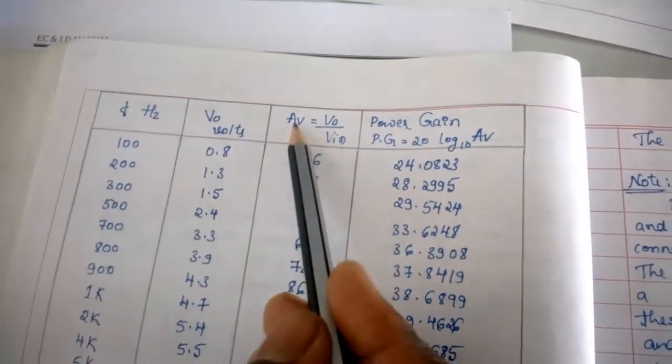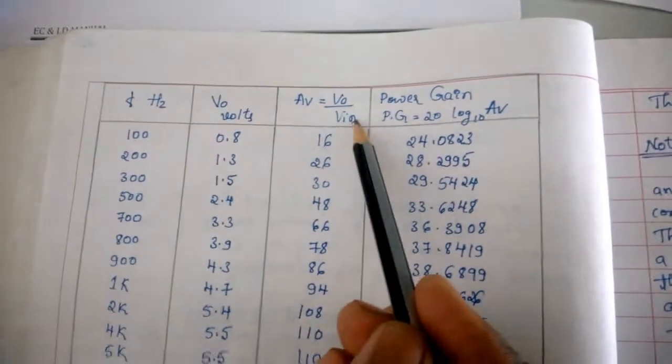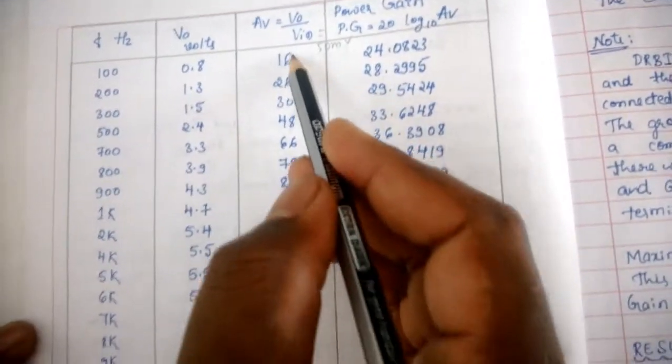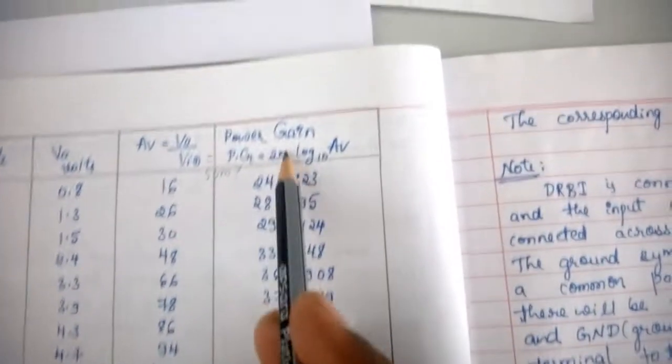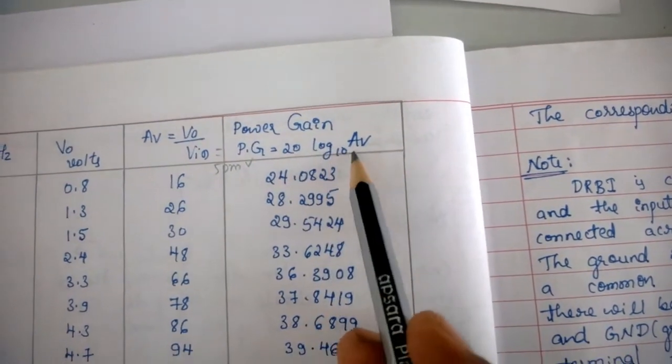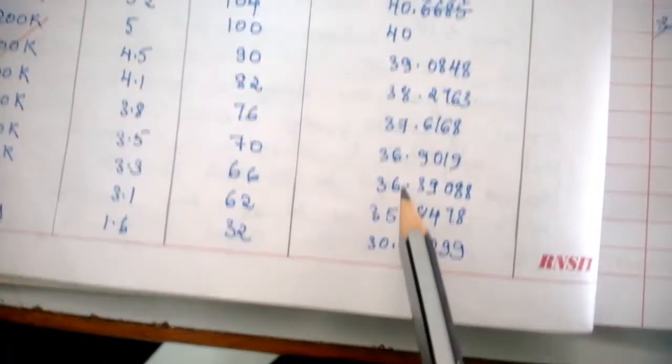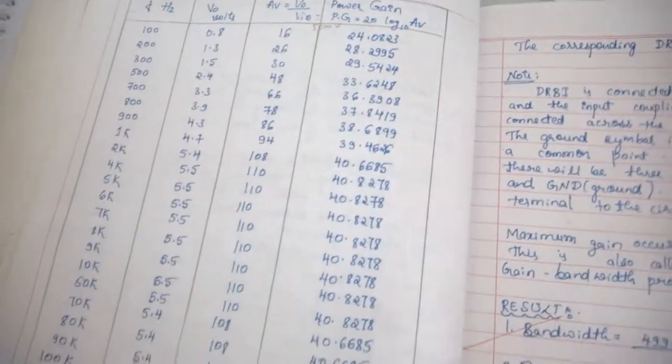After tabulating this, calculate the voltage gain. Voltage gain is equal to V out by V in. V in is always constant, 50 millivolts. Calculate the gain. Afterwards calculate the power gain. Power gain is equal to 20 log gain. Just calculate the power gain, and you will get these values arranged.